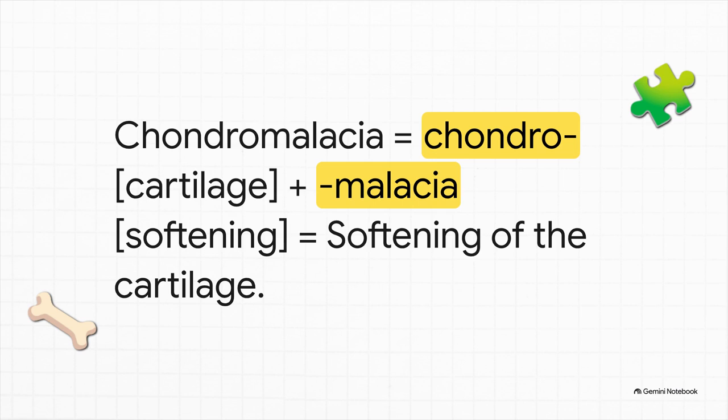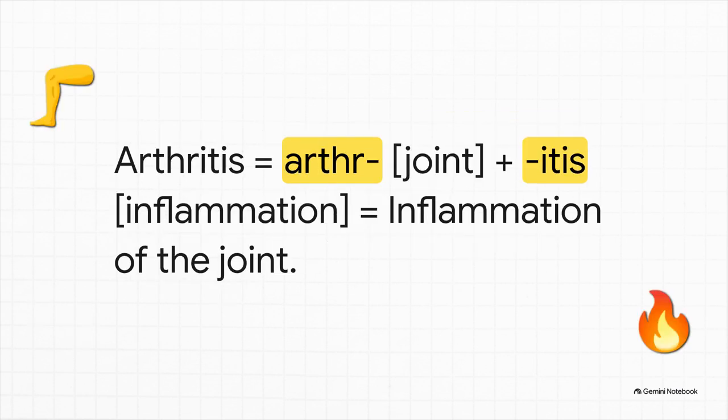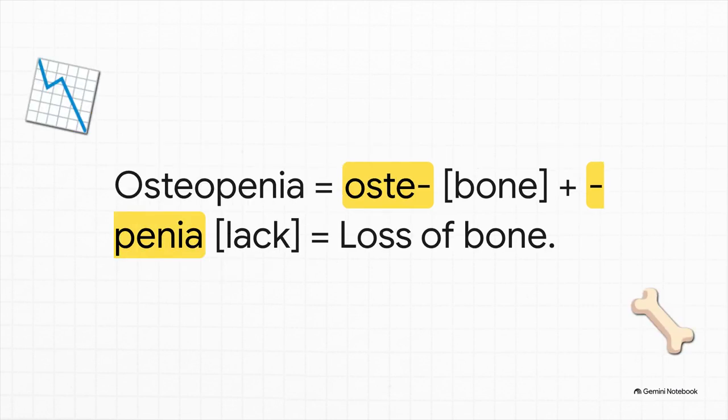It's like building blocks. How about a super common one, arthritis? We take arthro, our root for joint, and snap it together with itis, our suffix for inflammation. Boom! Arthritis simply means inflammation of the joint. Next, we've got osteopenia. The prefix osteo refers to bone. The suffix penia indicates a lack or deficiency. So the second you see osteopenia in a chart, you instantly know the condition is a loss of bone.